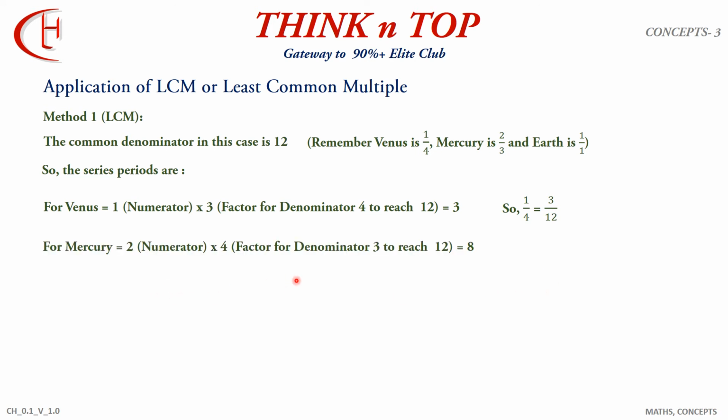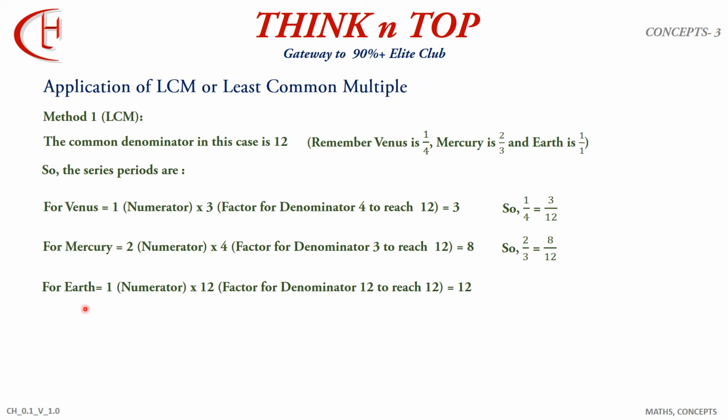Similarly for Mercury, we have 2 as numerator and 4 as the factor for 3 to reach 12. So we have 8 as a product out here. So 2/3 can be written as 8/12. There is no issue about it. And for Earth, we have 1 as numerator and 12 is the factor for this number 1 to reach 12. So for Earth it becomes 12. So we have 1 by 1 is equal to 12 by 12. There is no issue in writing it like that.